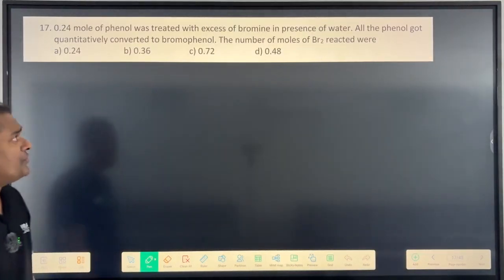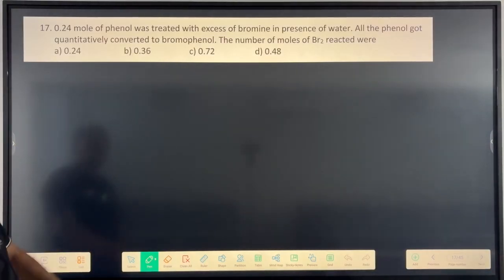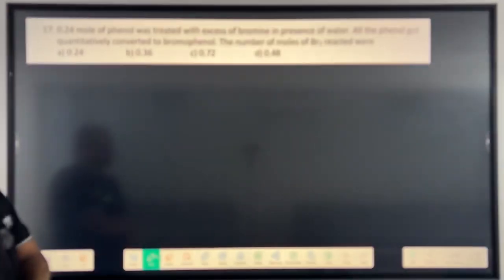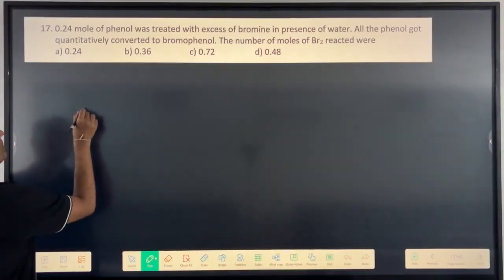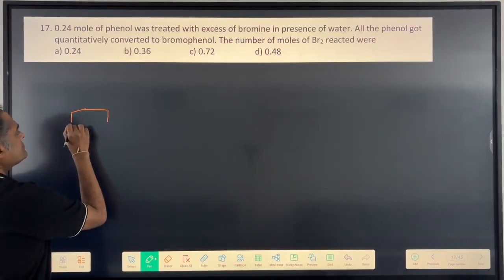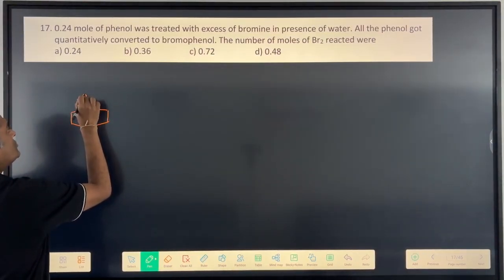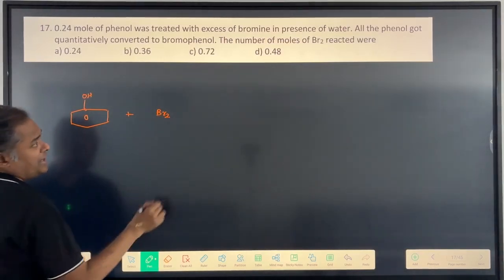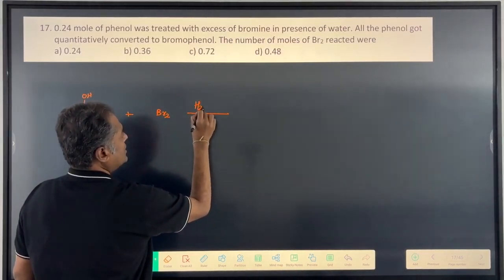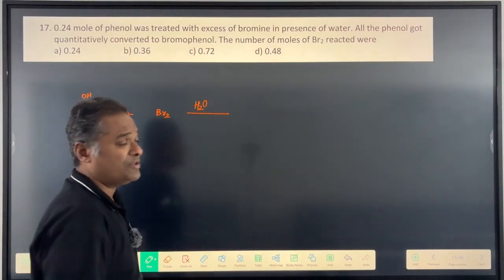Now the next question on the screen is: 0.24 moles of phenol was treated with excess of bromine in presence of water, all the phenol got quantitatively converted to bromophenol. The number of moles of bromine reacted is? Now, basically what is this reaction? It is a phenol. The phenol molecule is allowed to treat with bromine in presence of water. Now, you have one reaction, child: phenol reacts with bromine water.